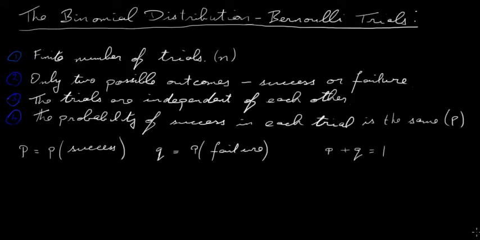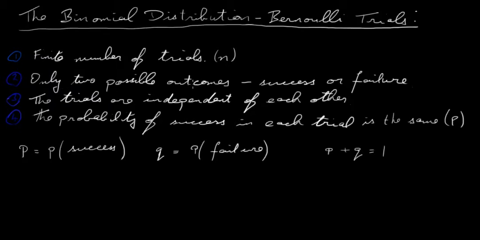Okay, so in this video, I'm just going to talk about Bernoulli trials, or the binomial distribution. We have four conditions for a Bernoulli trial. We must have a finite number of trials, so it must be a definite number of trials that we're talking about, in this case n.